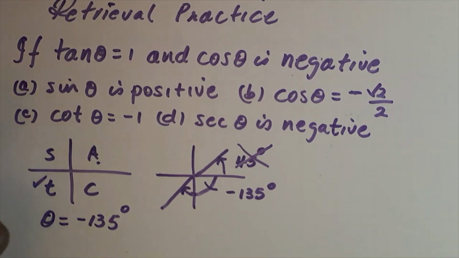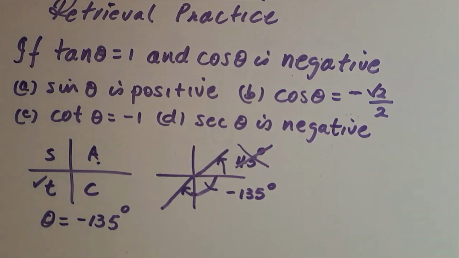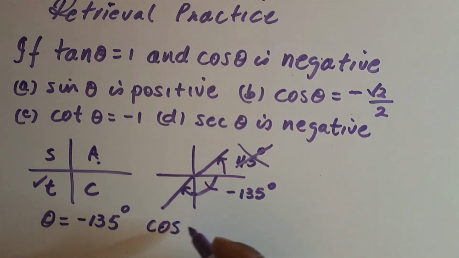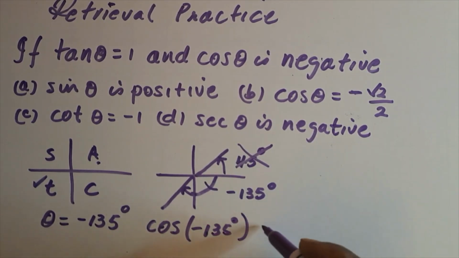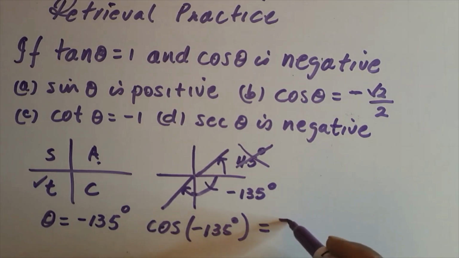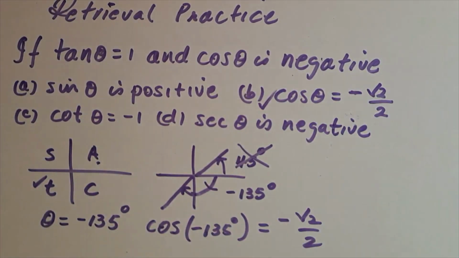Now we need to answer, let's check the first option here. Is sine theta positive? Sine theta is positive only in this quadrant, so this is not one of the options that is correct. What about if cosine theta is minus root 2 over 2? Well, we know that theta is minus 135, and if you do cosine of minus 135 degrees, you can use your calculator for this. This gives you minus root 2 over 2. So this is the correct option.